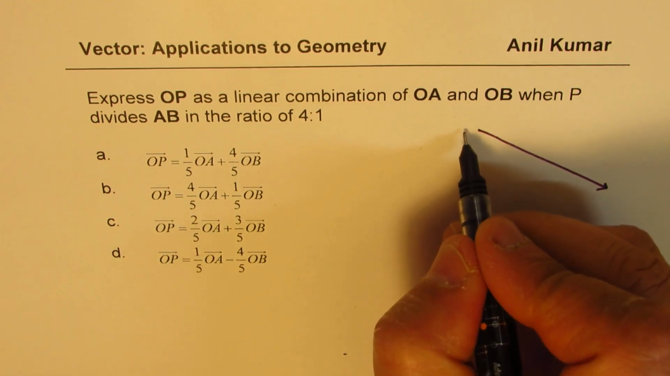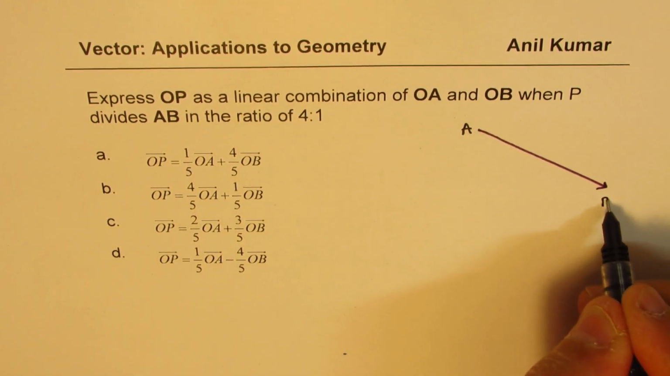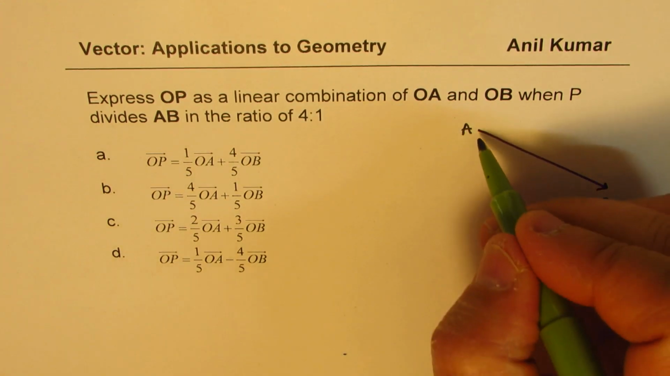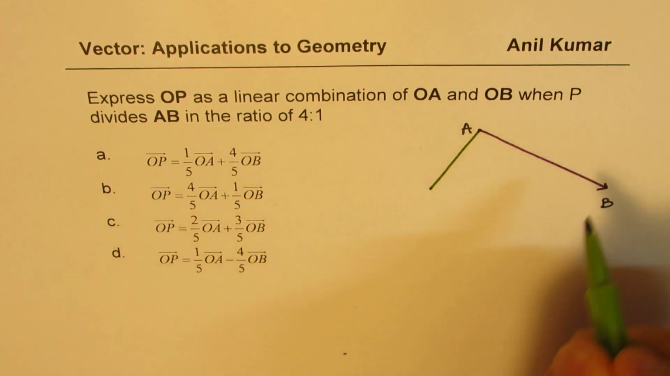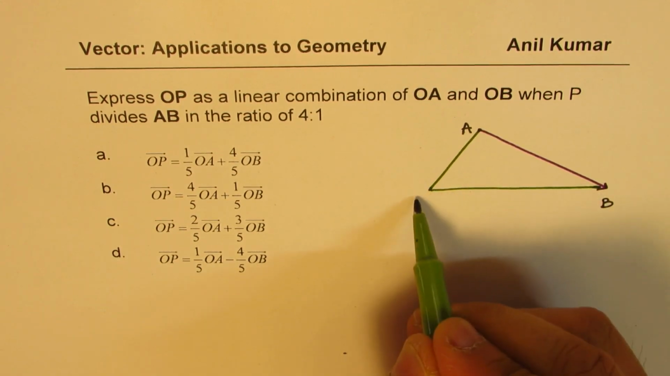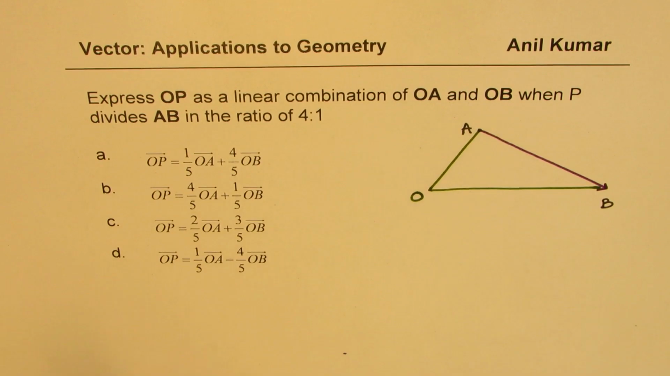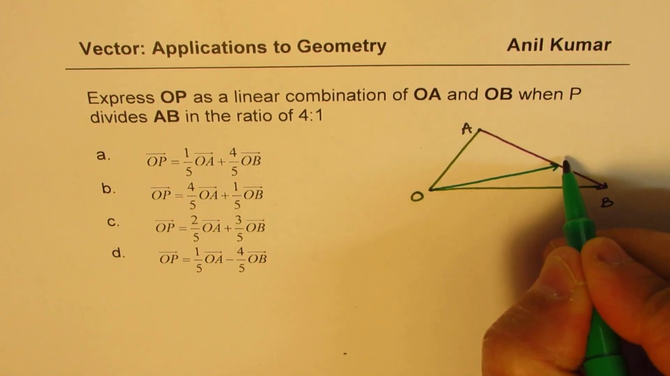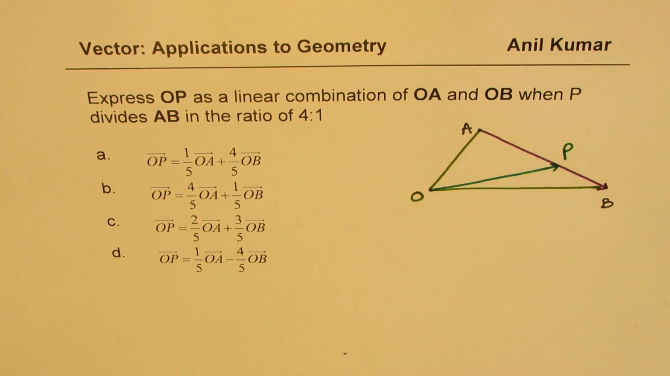from A to B. And we have an external point O. You can treat this as the origin, right? So this is your external point O. Now it makes sense. Express OP. So P is some point in between. Okay, let's do it like this. So that is P for you.